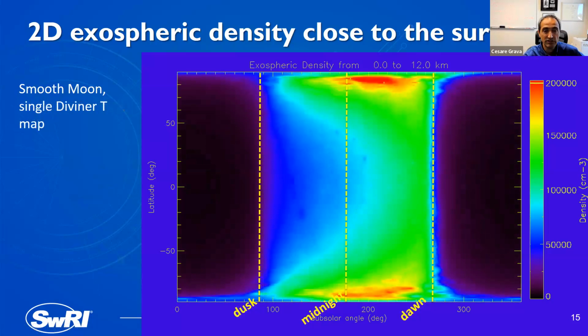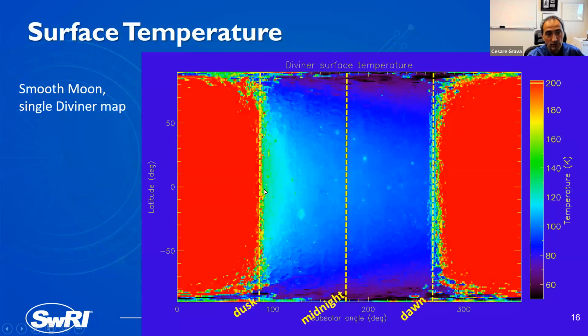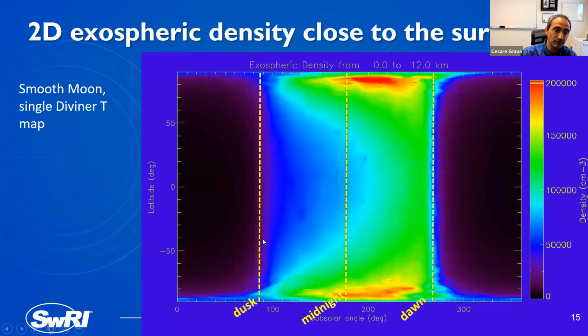Now you can see some interesting structures. First of all, the extent to which the exosphere is depleted is bigger. And if you look at the temperature map, which is the next one, you see why. After dusk, the temperature is still warm because of thermal inertia, so it's bigger than 100K. And this is reflected in the exospheric density here.